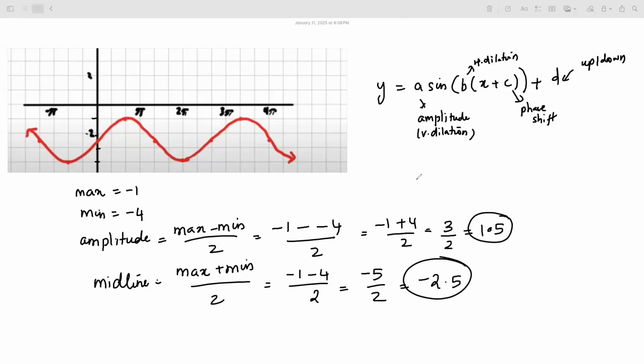So we have several of these now. Amplitude is 1.5, and then B. So how to find out B? Period, right? Period equal to 2 pi by B. What does 2 pi by B mean? Period is what?